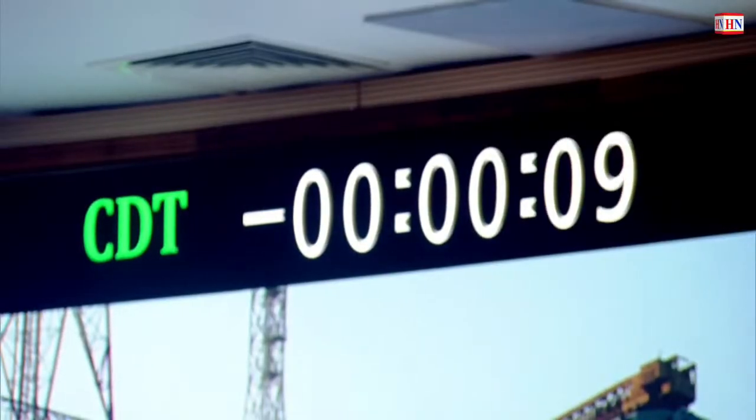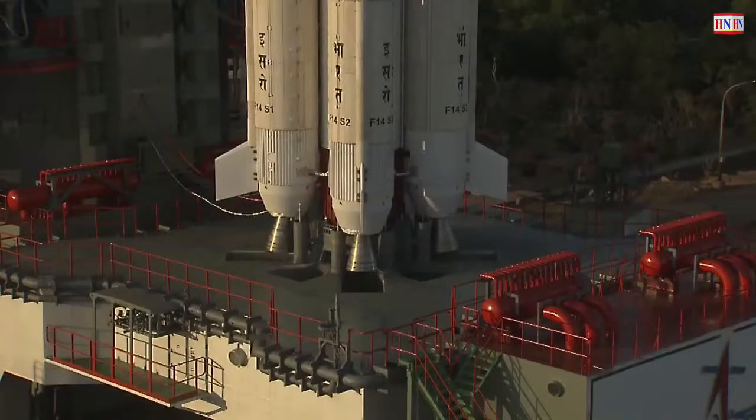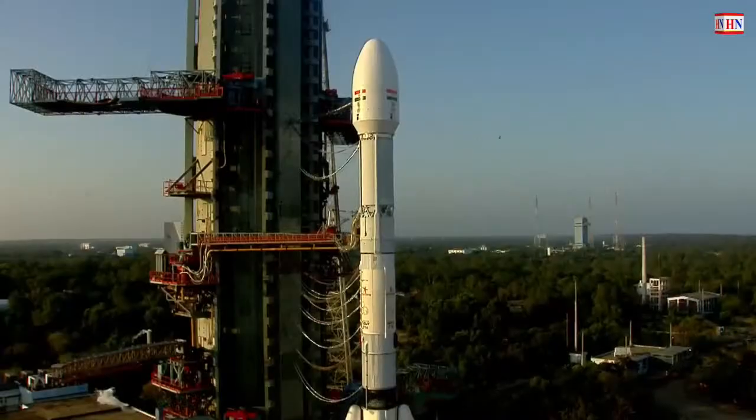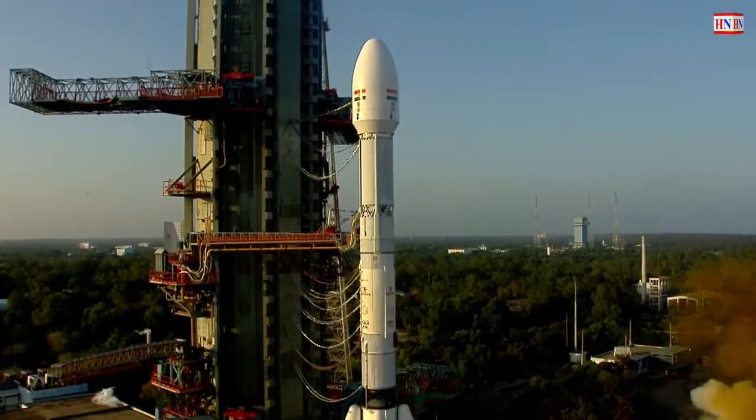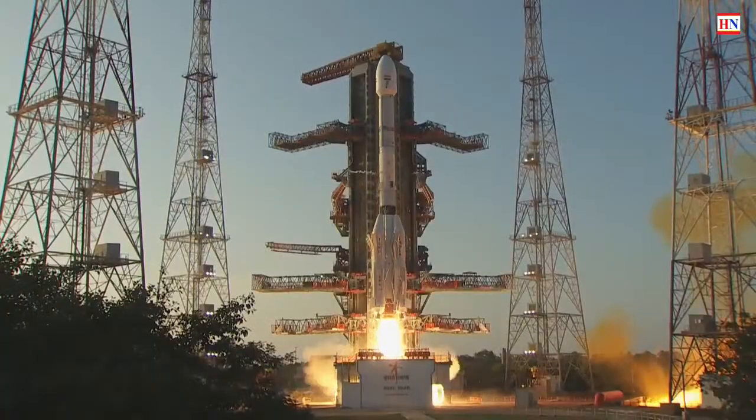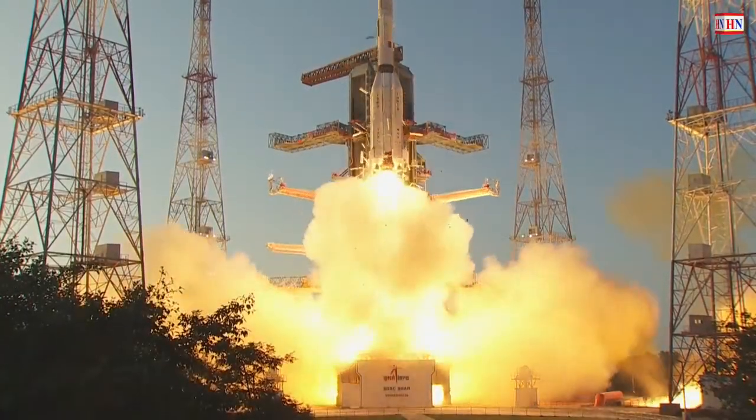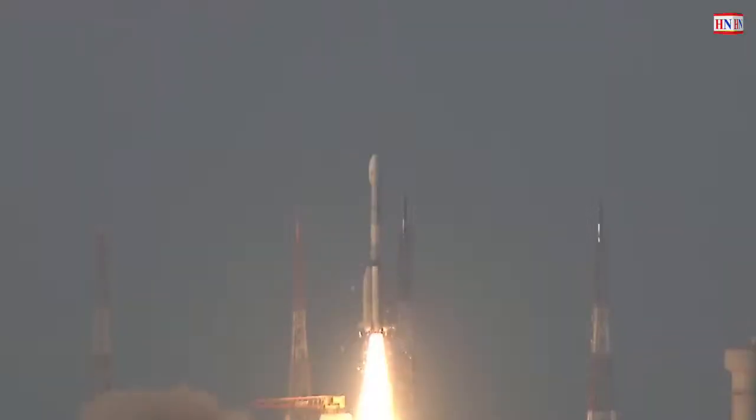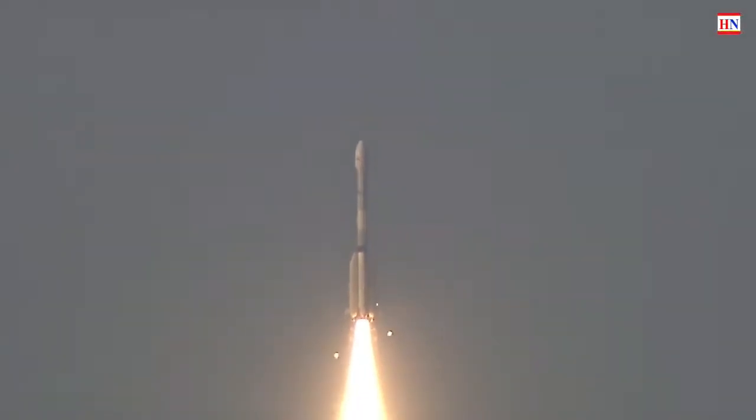10, 9, 8, 7, 6, 5, 4, 3, 2, 1. L40 stages are ignited. +5 seconds. Lift off normal. A perfect lift-off. GSLV-F14 INSAT-3DS progressing towards its destination.